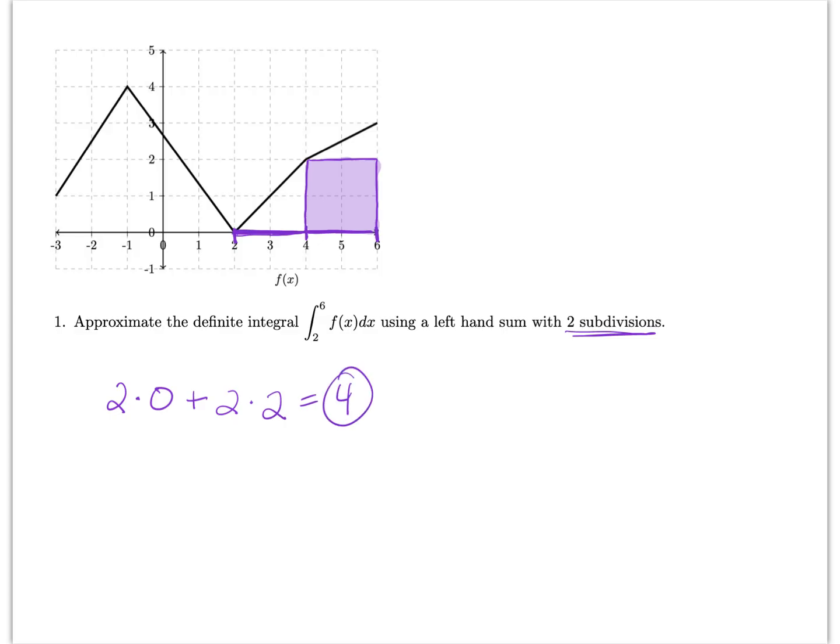So just to write this out a little bit more formally, I would say the integral from 2 to 6 of f of x dx. So that is the area under the curve from 2 to 6, all of this area. We are approximating it using a left-hand sum with two subdivisions. And that came out to 2 times 0 plus 2 times 2 to give us 4.